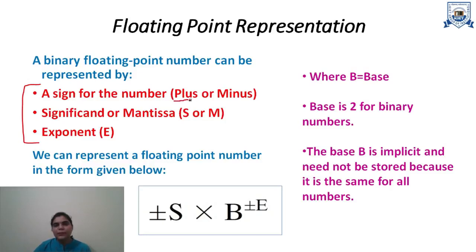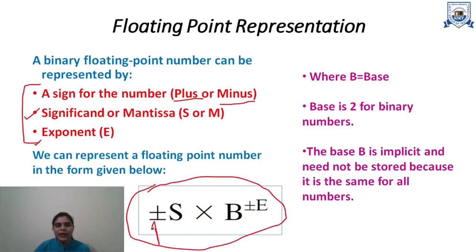Sign whether the number is positive or negative. Next field, significant or mantissa. Third is exponent part of the number. So any number can be represented in this form: plus minus sign of the number, S for significant of the number, B is the base.